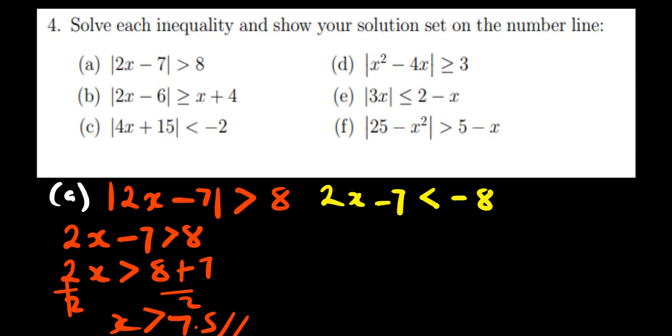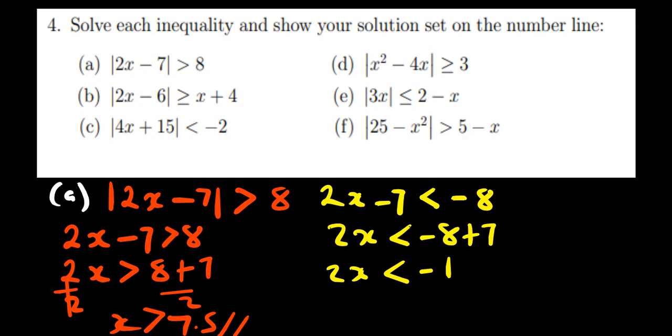On the other side, if I solve, I'm going to have 2x is less than negative 8 plus 7. Negative 8 plus 7, that's just a negative 1. I'm going to divide by 2 on both sides, so x will just be less than negative half. Okay, negative half, so x will be less than negative 0.5. Therefore now what will be your solution set?